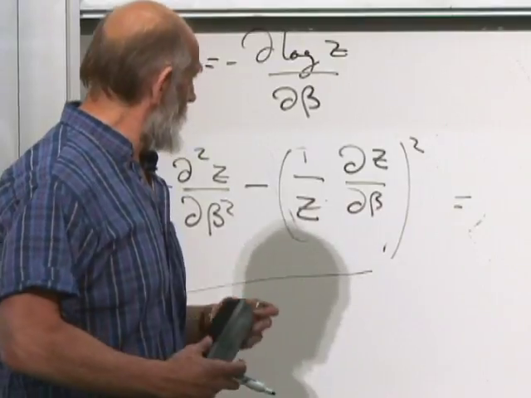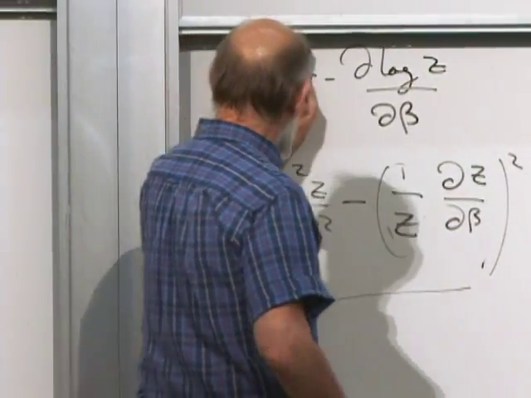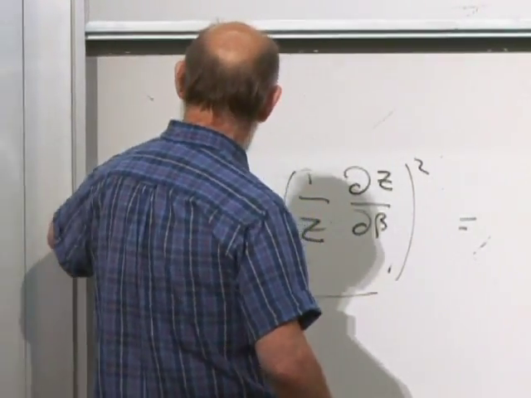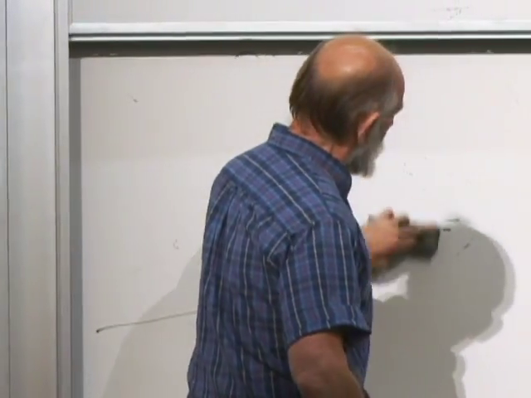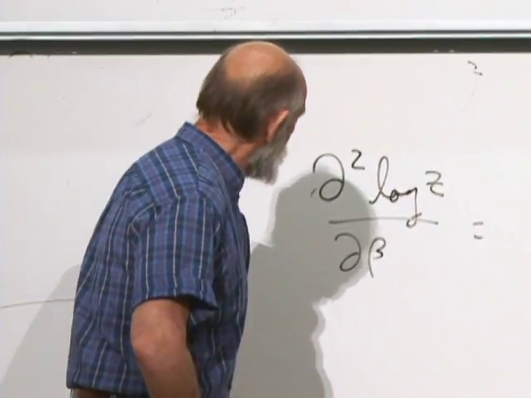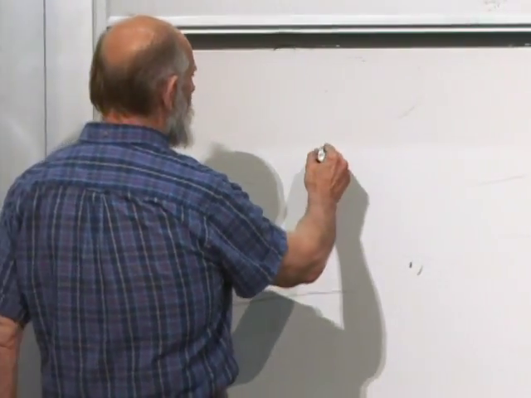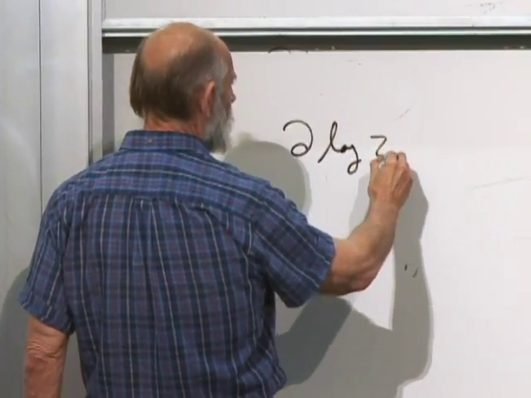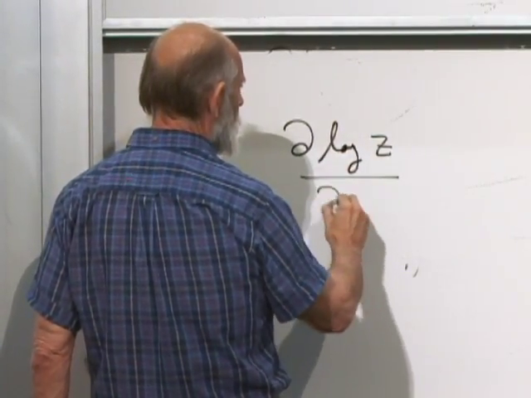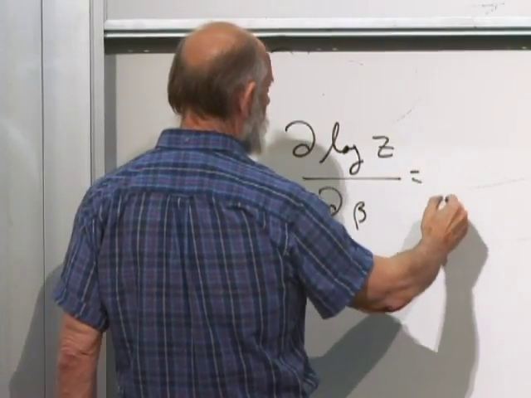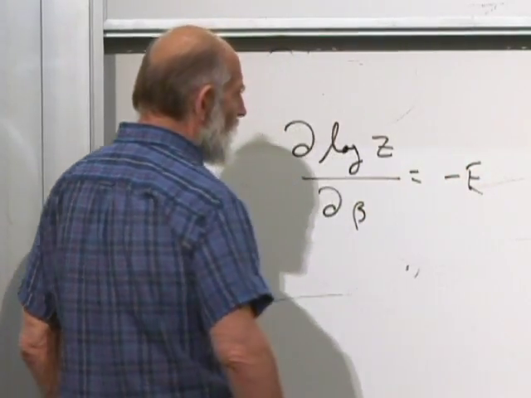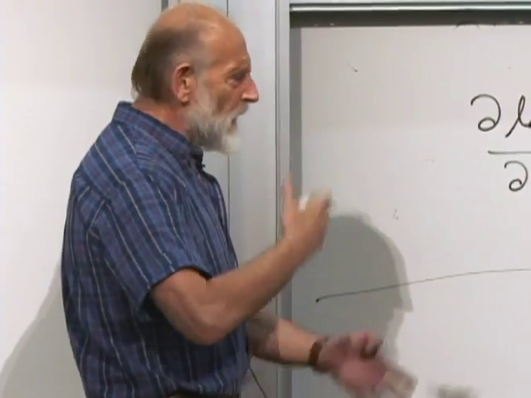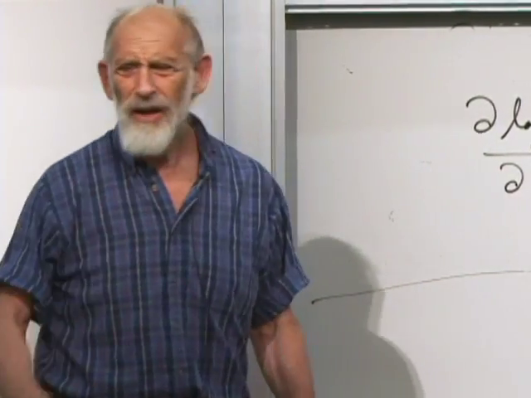Okay, let's examine it a little more closely. dZ by d beta, that's equal to minus the energy. So what this whole thing is, I mean, we've made a number of steps. Whenever I do this, I always feel like I've done too many steps, like I've done the same steps backward and forward and back.